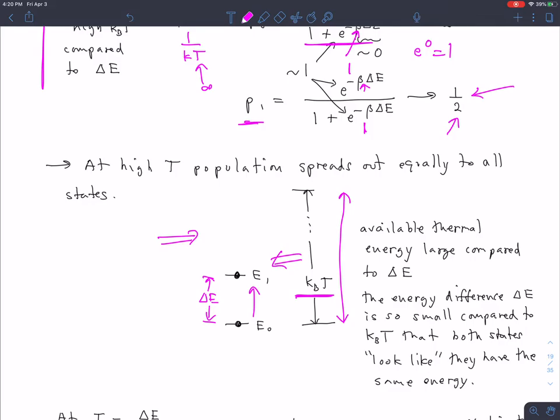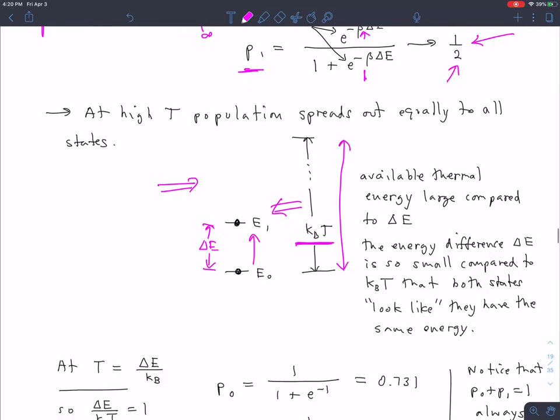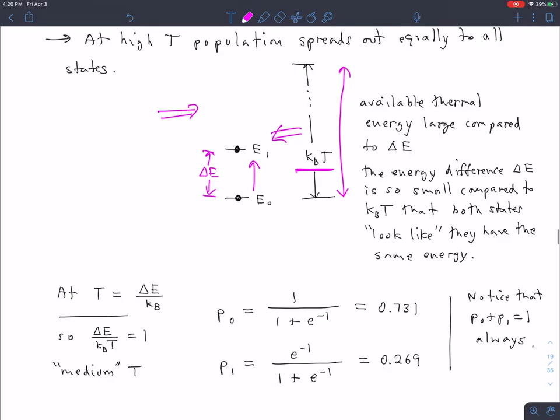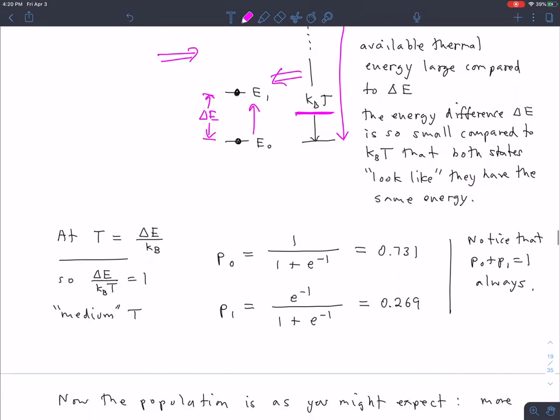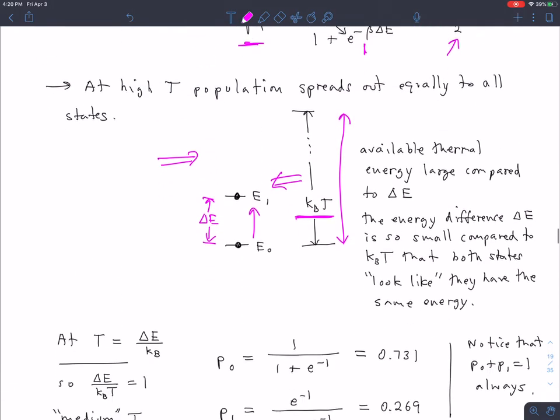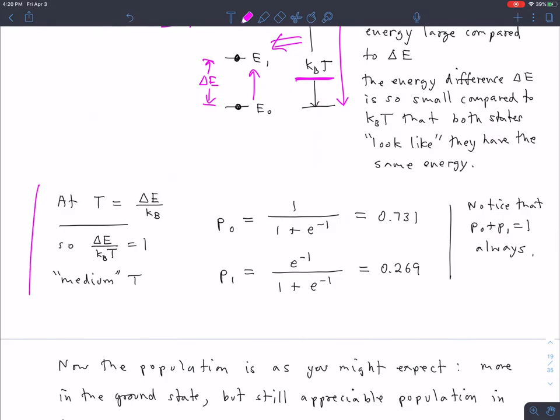The system plus surroundings basically just ignores the energy gap now. There's so much thermal energy available, you can just ignore the energy gap. All right, so those are the two limits. That's kind of what you'd expect from both limits. What about some point in between? Let's suppose that we choose the temperature to be equal to the energy gap itself divided by kB.